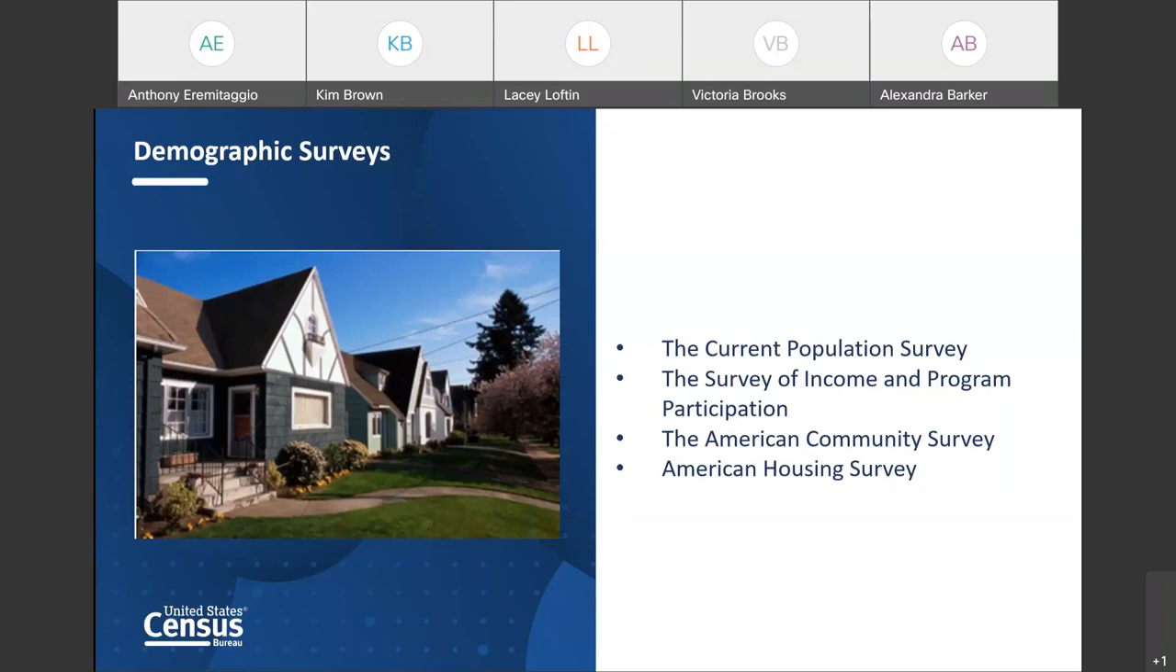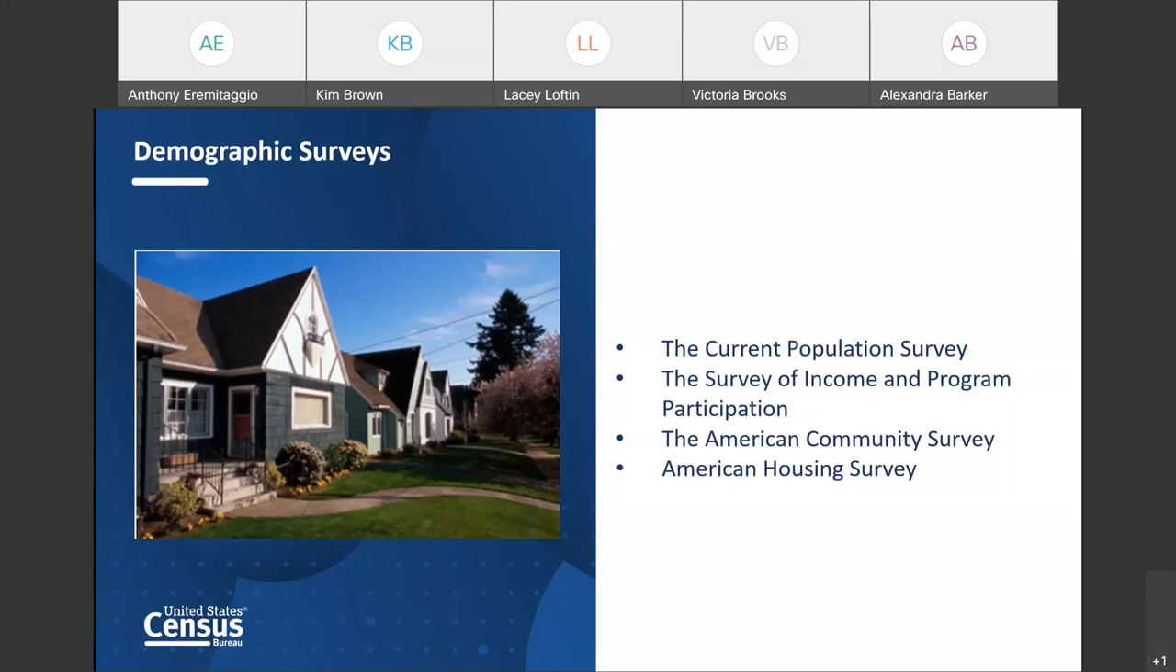We have the Current Population Survey, the Survey of Income and Program Participation, the American Housing Survey, and the American Community Survey. A lot of these are done in the in-between census years, and some are done every year. The Census Bureau's Population Estimates Program produces estimates of the population for the United States, states, metro and micropolitan statistical areas, counties, cities, towns, as well as Puerto Rico and its municipios. If I say that correctly, I apologize if I did not.